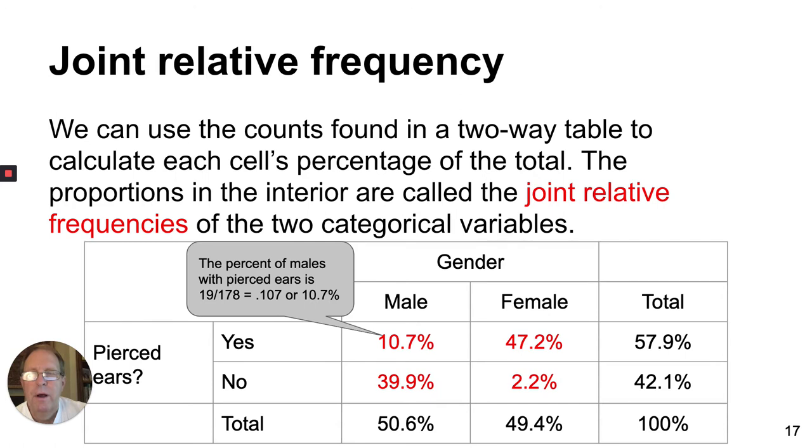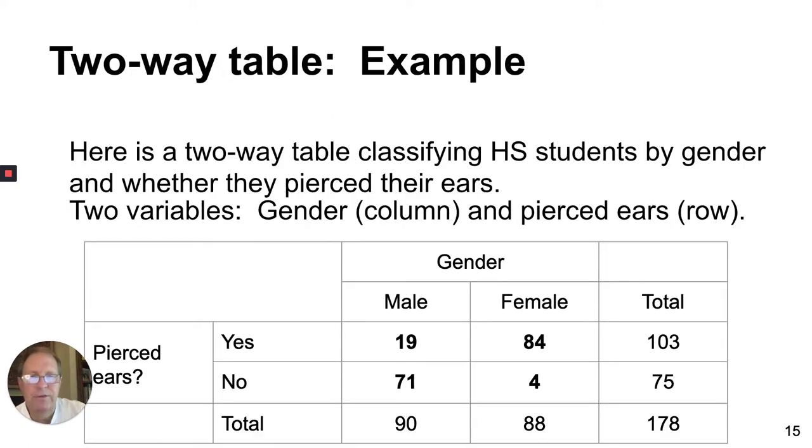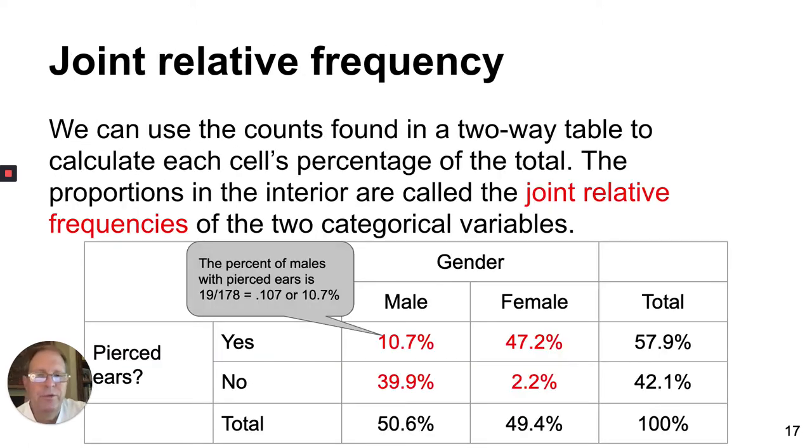Now, often we take those two-way tables with counts and we convert them to percentages. So in my previous graph I had 178 high school students. Now we calculate their percentages and represent it out of 100%. So the percent of males with pierced ears is 19 out of 178, or 10.7%.